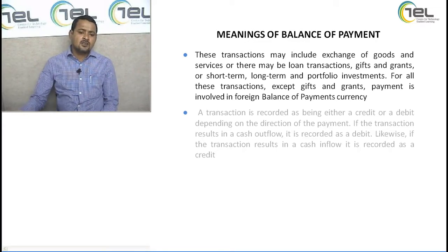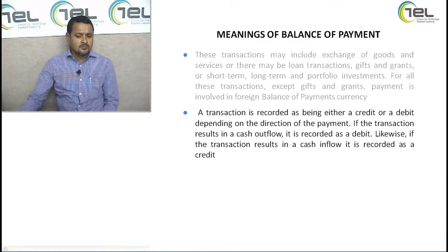A transaction is normally recorded as being either a credit or a debit item, depending upon the direction of the payment. If the transaction results in a cash outflow, it's going to be a debit in the books of accounts, and if the transaction results in an inflow of funds, it's recorded as a credit in the books of accounts.